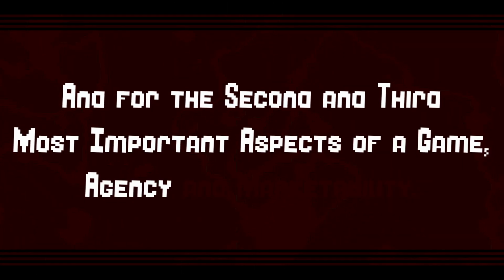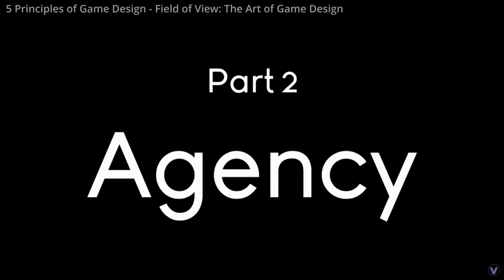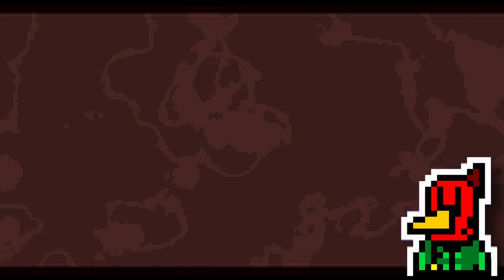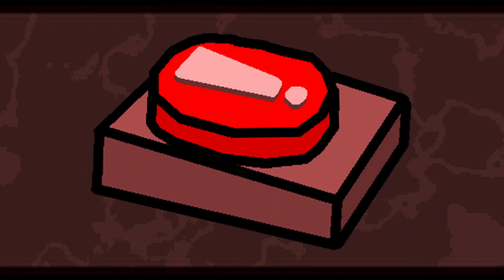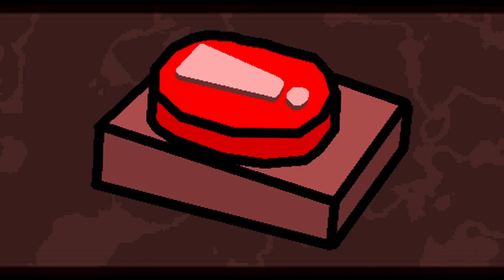For the second and third most important aspects of a game, I would consider to be the agency and marketability of a game. Agency, as defined in game design, is whatever action the player takes to produce a particular result. And agency is commonly brought up in game design through things like video game shops or items, things for the player to interact with, collect, touch, press, move around. Whatever the player feels like they're interacting with in the game is the agency.